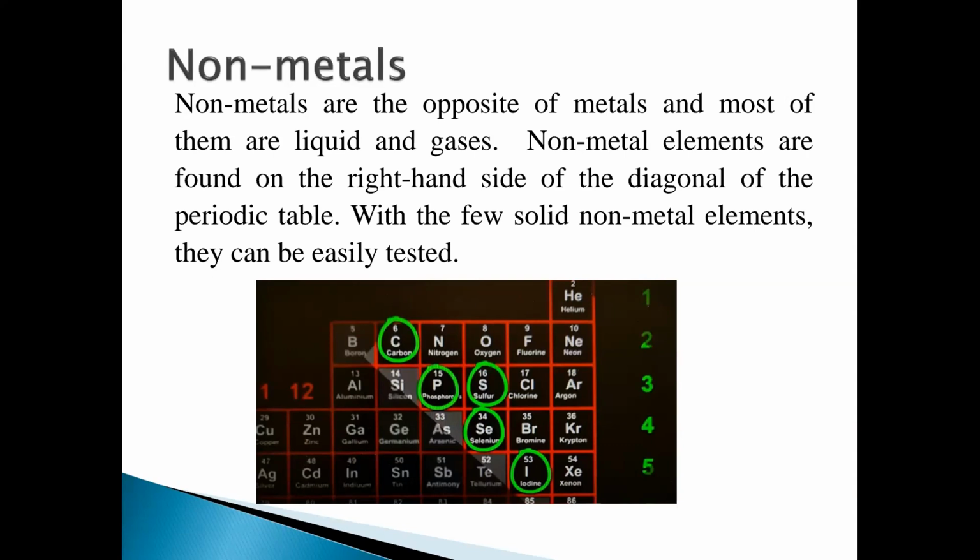So what they are saying is that non-metals are the opposite of metals, and most of them are liquids and gases. That's true. Non-metal elements are found on the right-hand side of the periodic table, right? They are saying right-hand side of the diagonal of the periodic table. So take note of the description.